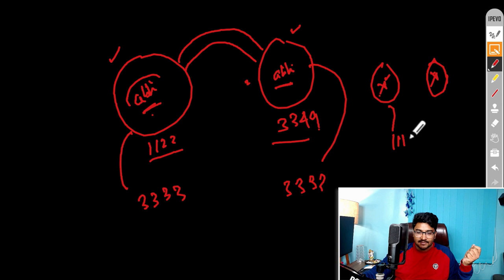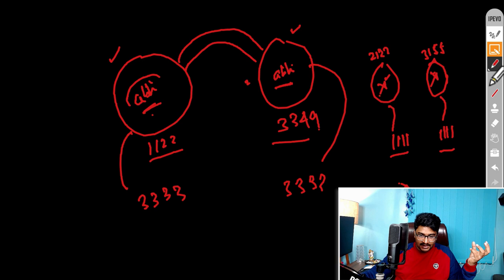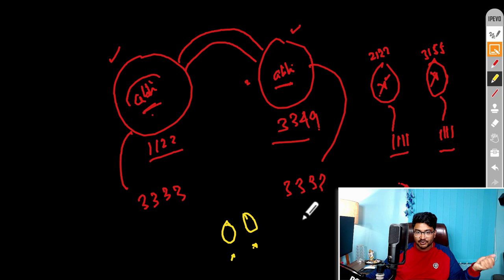And don't compare the hashcode with the memory address. The memory address can be 2122, and this one has been created in memory at, let's say, 3155. But look at the hashcode. The hashcodes are the same because the content of the objects is equal. So if any objects are equal, those objects should produce the exact same hashcode. I'll tell you how it should work.